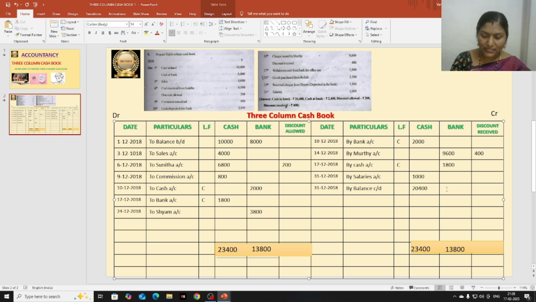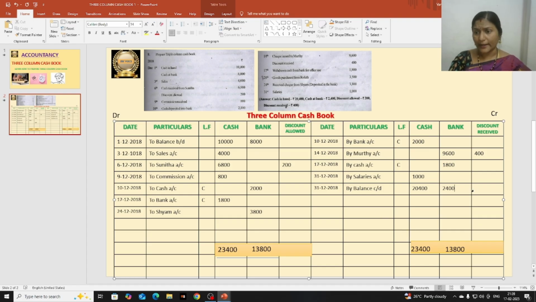What is the balance amount? 13,800 minus 11,400. You should do that calculation. 13,800 is the debit side total amount for the bank column, and the credit side amount is 11,400. You deduct it from that and you will get 2,400. You record it there. 2,400 is the balance amount.